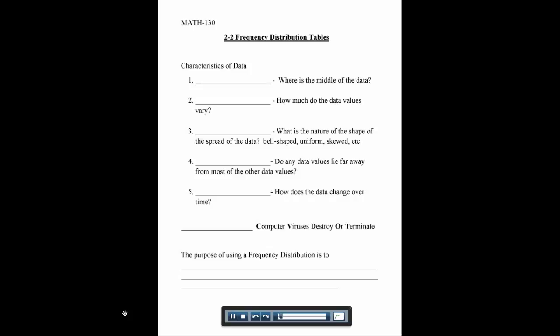One of the first things we might want to know about the data is where is the middle of the data? The special word for this is the center. So where's the middle? And in chapter 3, we'll talk about averages and different ways to talk about that. Another thing we might want to ask is how much do they vary? How much do they change? And this is called the variation.